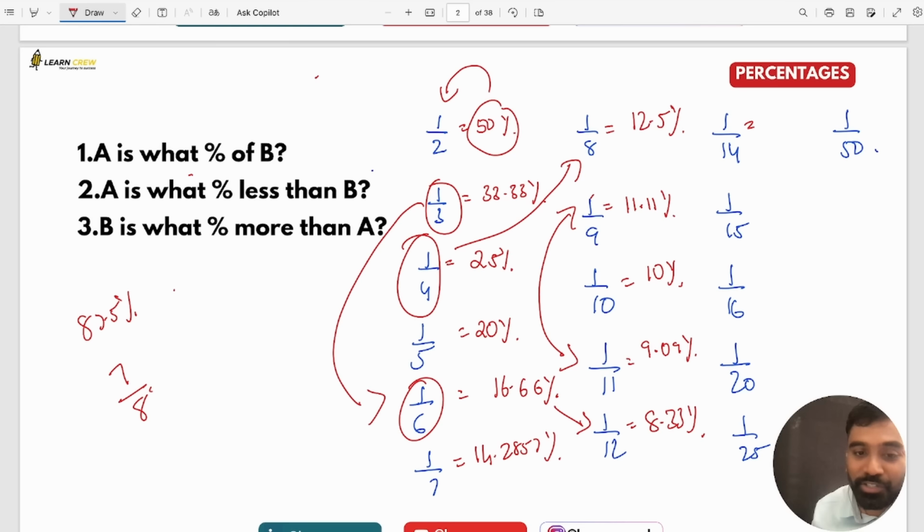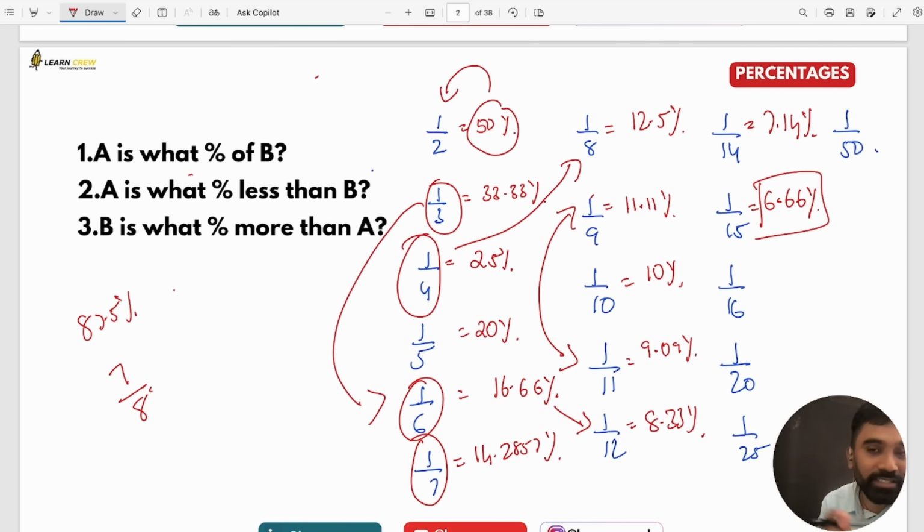1 by 14 is going to be half of 1 by 7. That is going to be 7.14%. Wonderful. 1 by 15 is going to be a special number. That is going to be 6.66%. Very special number. Remember it. Multiple times, this kind of question comes into picture. 6.66%. 1 by 16 is nothing but half of 1 by 8. What is half of 1 by 8? 6.25%. 1 by 20, 100 by 20, that is 5%.